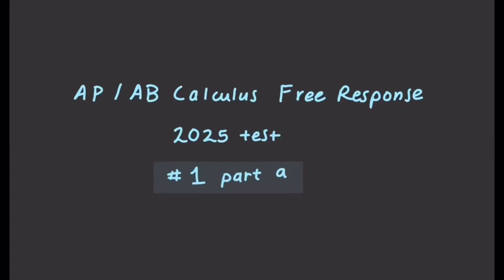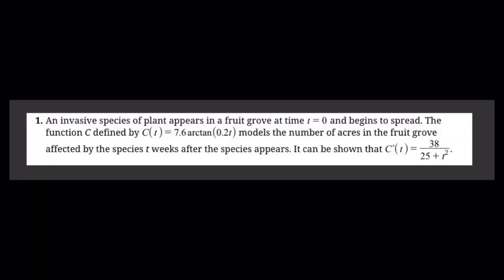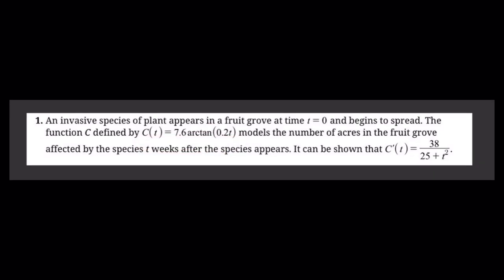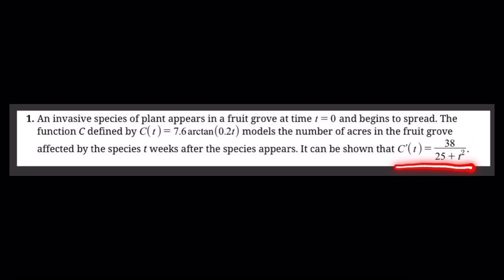Come solve with me the AP Calculus AB free response test, question 1. An invasive species of a plant appears in a fruit grove at time t equals 0 and begins to spread. The function c defined by c of t equals 7.6 arctan of 0.2 t models the number of acres in the fruit grove affected by the species t weeks after the species appears. It can be shown that c prime of t equals 38 divided by 25 plus t squared.